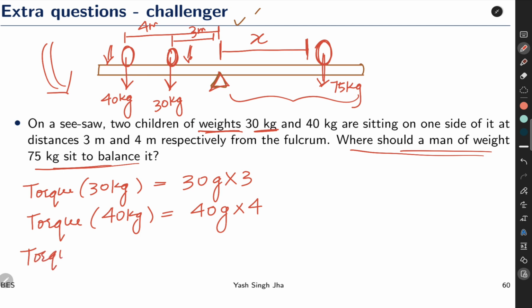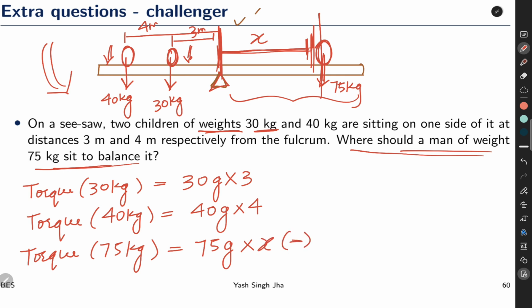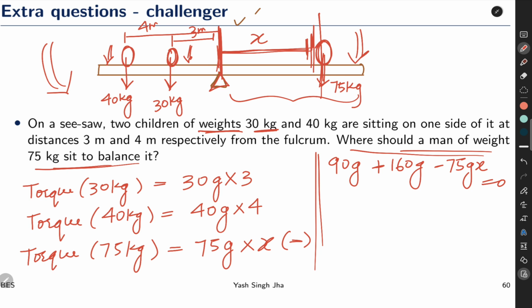Torque due to the 75 kg person is 75 into g, that is the weight, into the distance x, the distance between the line of action of force and the point of rotation. This is negative, because it is a clockwise turning effect. Now if the seesaw is balanced, the sum of all the torques should be 0. So 90g plus 160g minus 75gx equals 0.